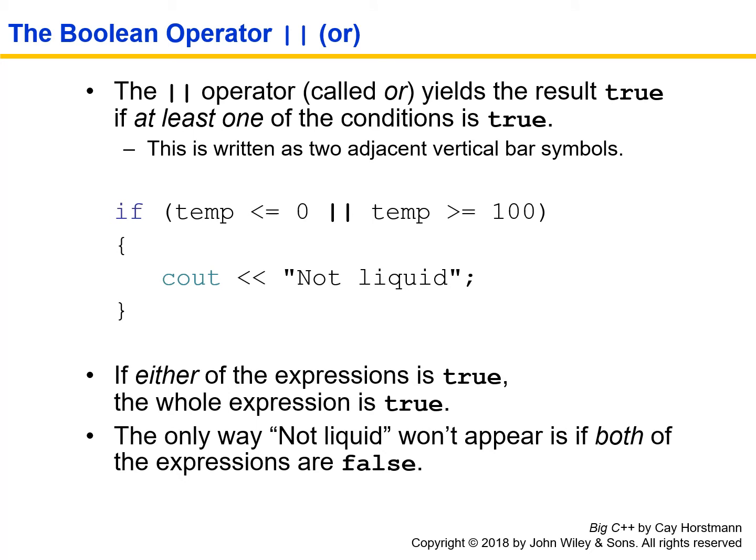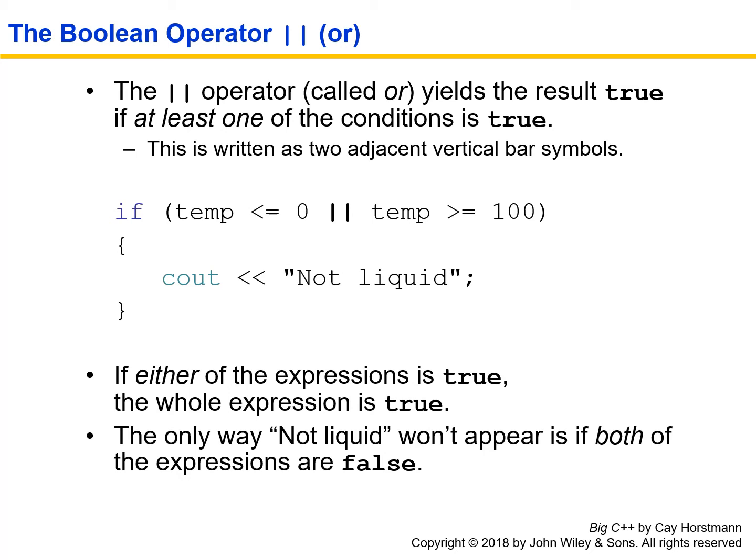The vertical bar operator, which is called OR, yields the result true if at least one of the conditions is true. So if temp less than or equal to 0 or temp greater than or equal to 100, we can print out not liquid. Now, how do we know to use an OR and not an AND? Well, you can tell that a temperature cannot be less than 0 and greater than 100. So that's a situation where OR is clearly the more appropriate choice.